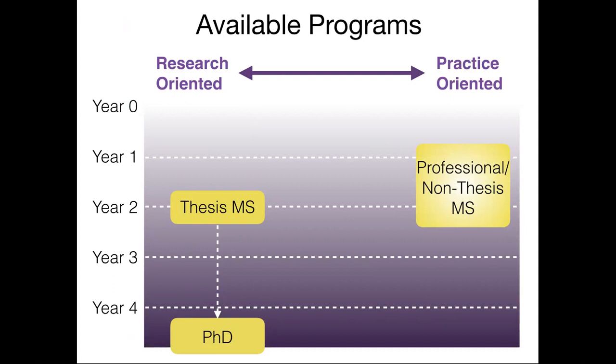Then we also have the thesis master's program, which is obviously research oriented. And then we have the PhD, which can take 4 or more than 4 years, right? So these are all the possible opportunities which we have. I'm going to cater a little bit more to the professional master's, but once again, feel free to ask questions on whatever aspect you would like to ask.